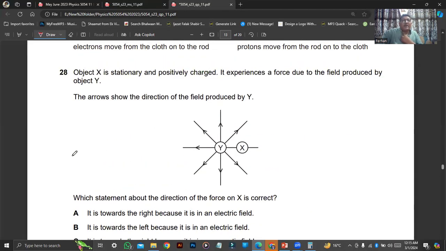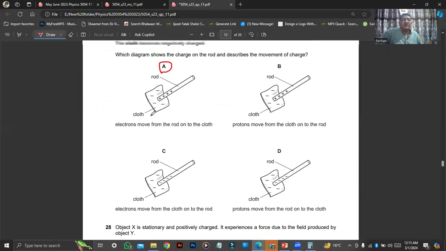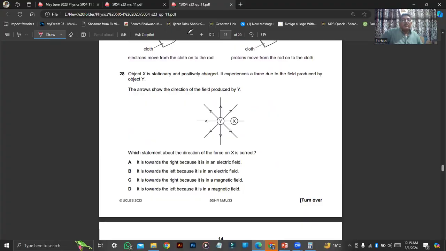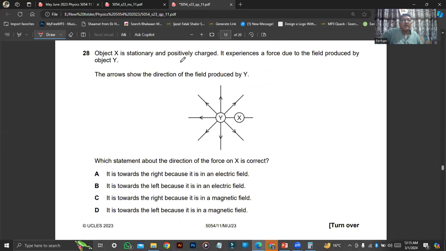Then we have question number 28. Question number 28 is coming up on your screen. He says, object X is stationary and positively charged. It experiences a force due to the field produced by the object Y. The arrows show the direction of the field produced by Y. Which statement about the direction of the force on X is correct?